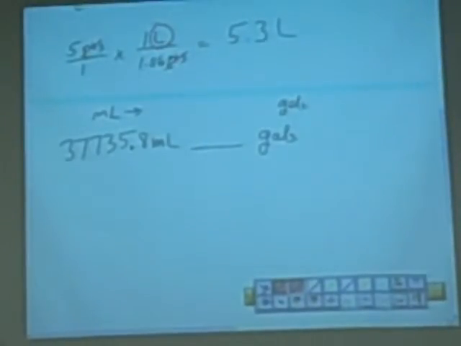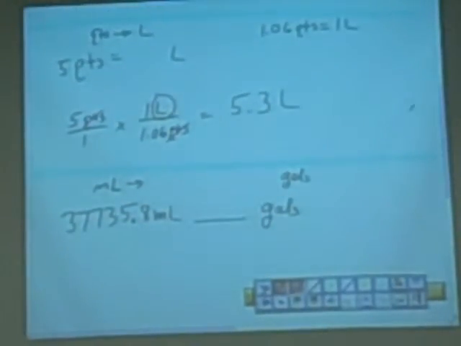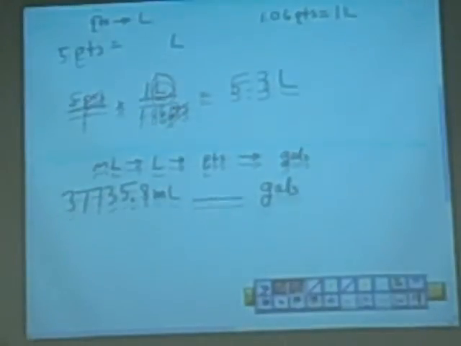So that means our conversion for English to metric is quarts to liters, right? So we have to go from milliliters to what? Liters. And then from liters to quarts, good. And then quarts to gallons. So you see why you want to have this planned out, because if you have it down on paper before you start, it's a whole lot easier than trying to figure it out as you're going along.